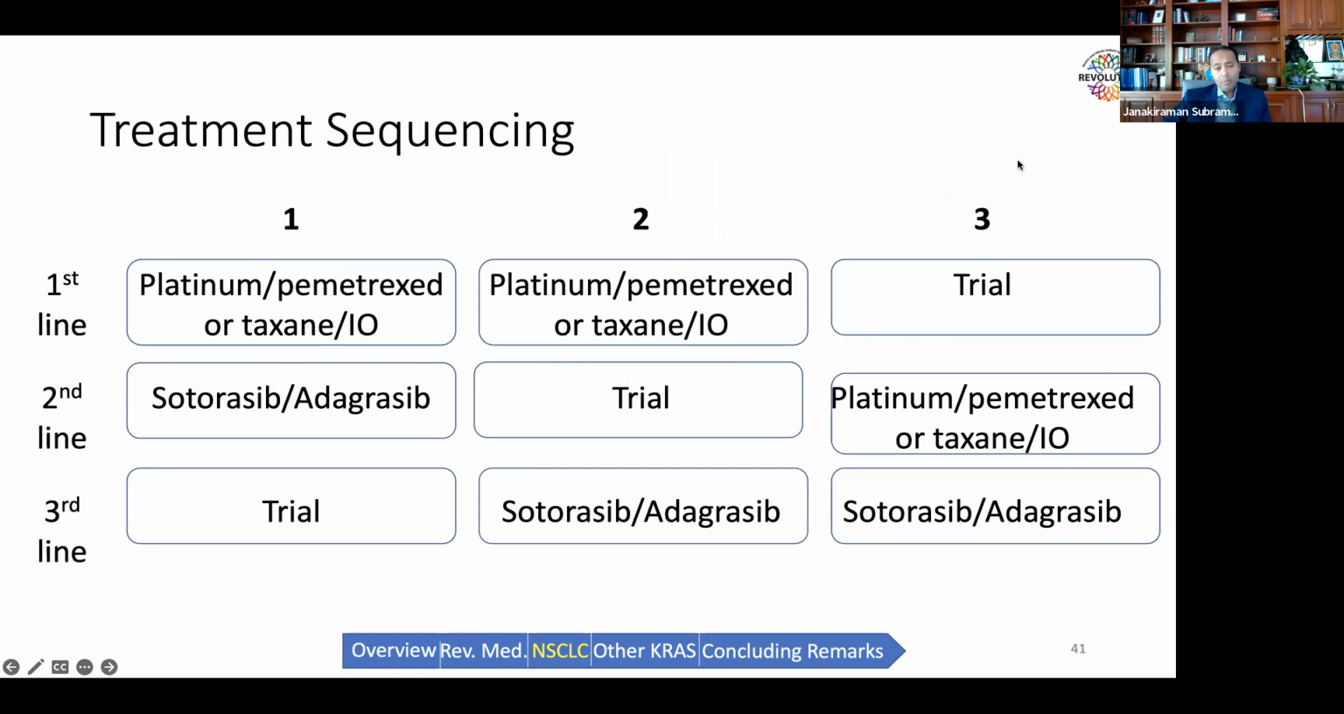So treatment sequencing, standard of care would be number one, which would be the chemo IO or sotorasib, adagrasib, or a trial. But as these trials progress and we have more mature data, I think already we are using clinical trials in the second line before we jump onto sotorasib and adagrasib, particularly the combination trials of KRAS inhibitor plus SOS1 and SHP2 inhibitors. Maybe we'll have frontline studies, and Basim will be talking about some of these trials and the trials we would like to see in these spaces in the next few slides.